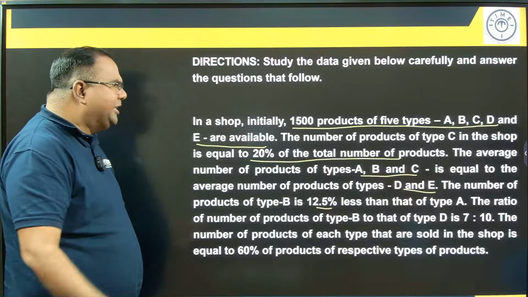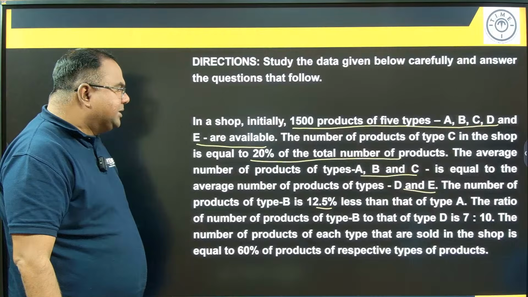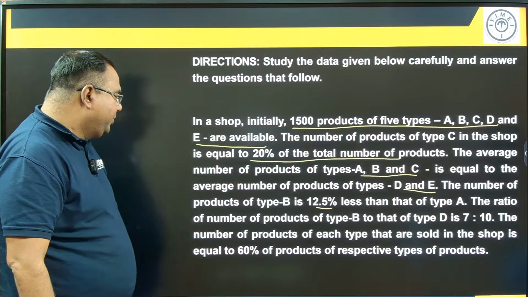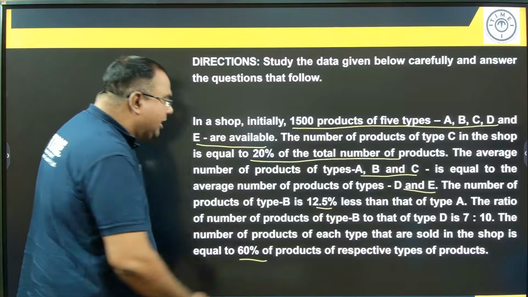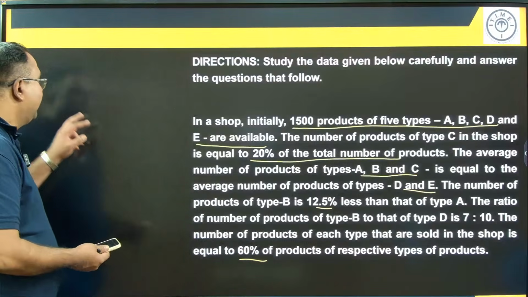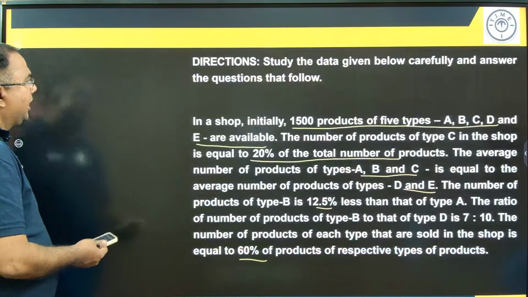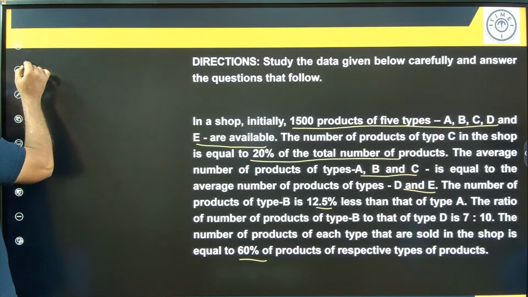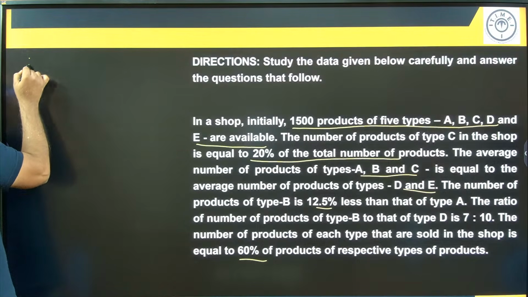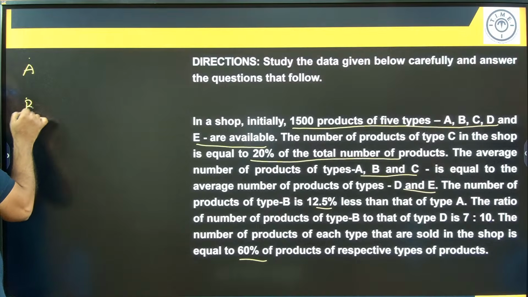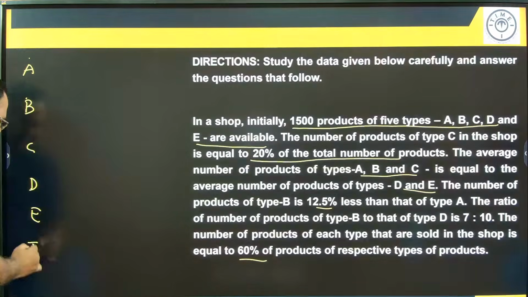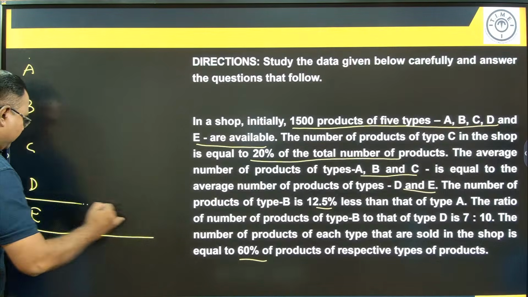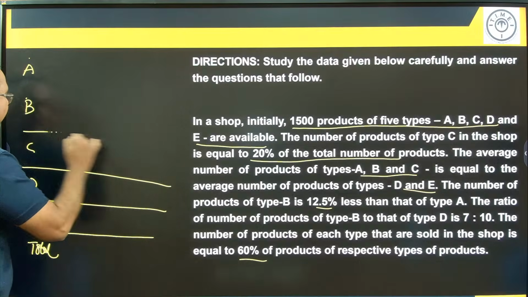We'll take up sentence by sentence, don't worry. The ratio of the number of products of type B to type D is 7:10. The number of products of each type that are sold in the shop is equal to 60% of the products of the respective types. Okay, right. Let's see. A, B, C, D, E. I have a total here. This is how my table will look.